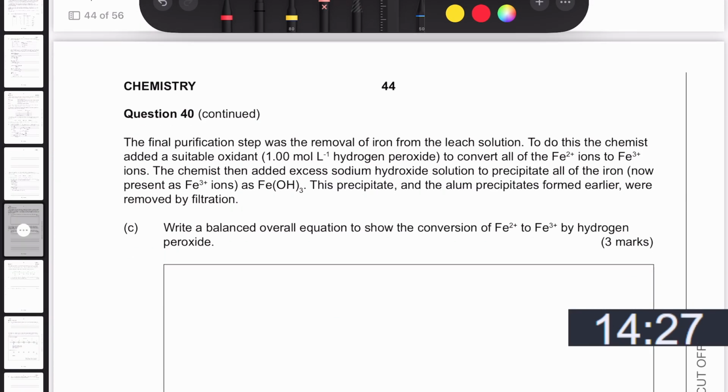The final purification step is removal of iron from the leach solution. To do this, the chemist uses a suitable oxidant to convert Fe2+ to Fe3+. Precipitate the aluminum from earlier, removed by filtration. Write a balanced equation to show the conversion of Fe2+.